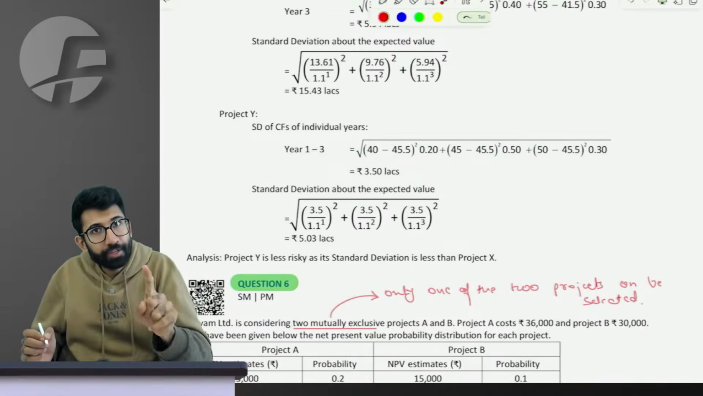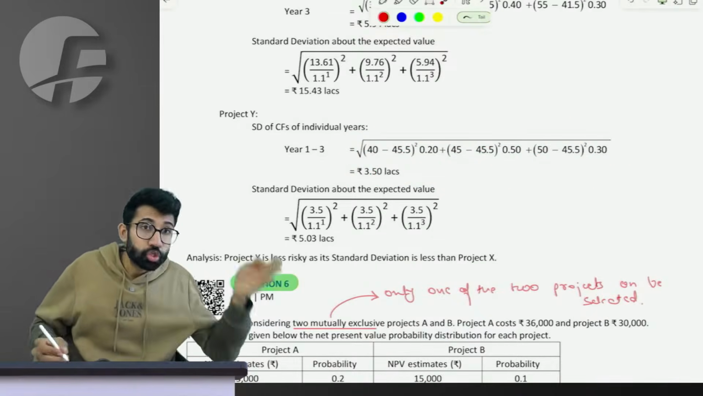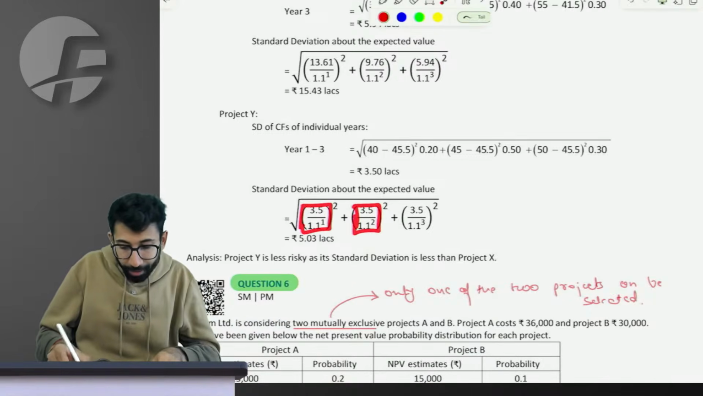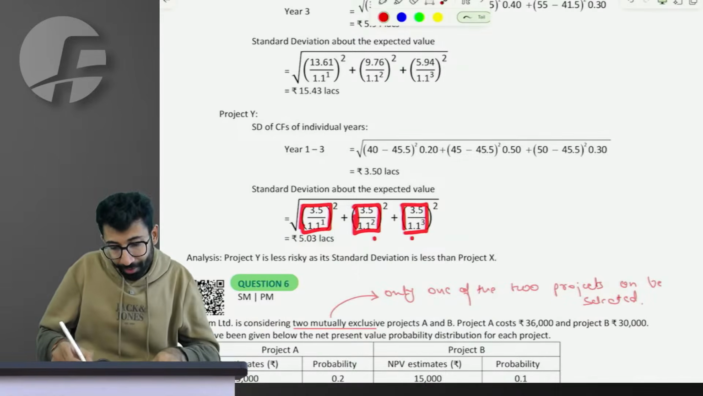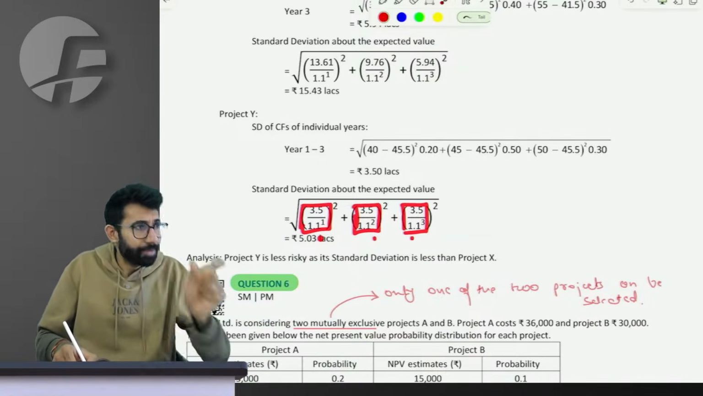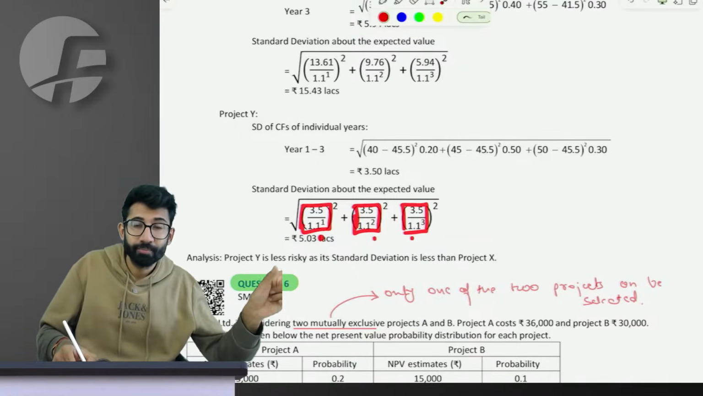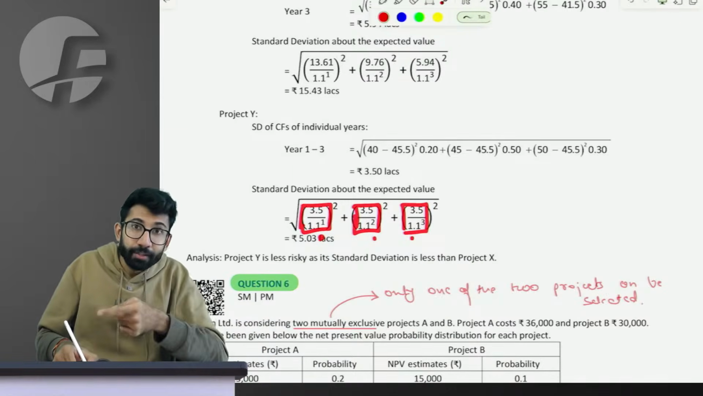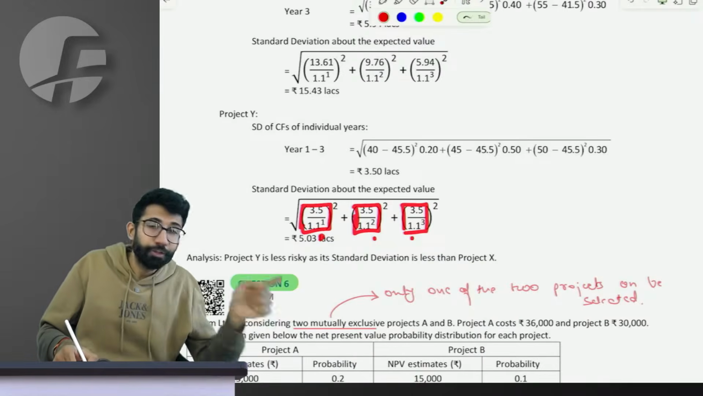What is the present value of those future standard deviations? 3.5 divided by 1.1 to the power 1, to the power 2 and to the power 3 respectively. This is the present value of standard deviations. My NPV is made up of all three cash flows. So NPV can deviate by deviation of all three cash flows.